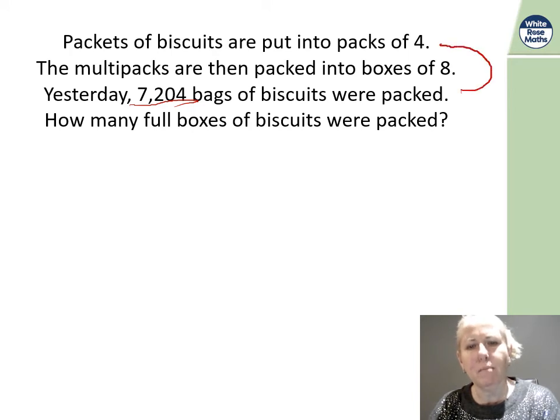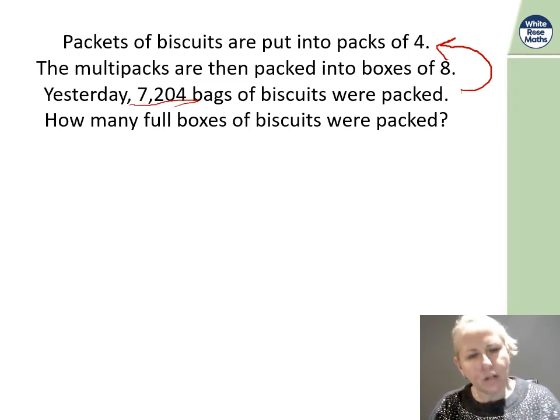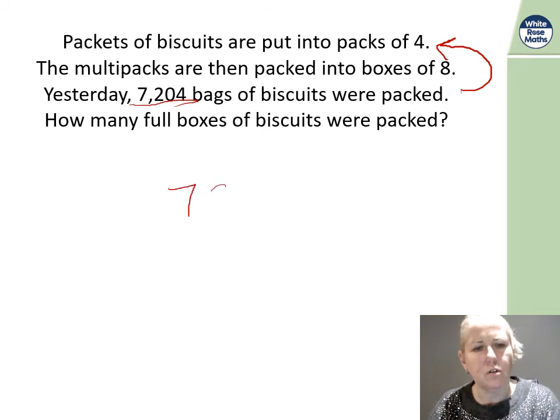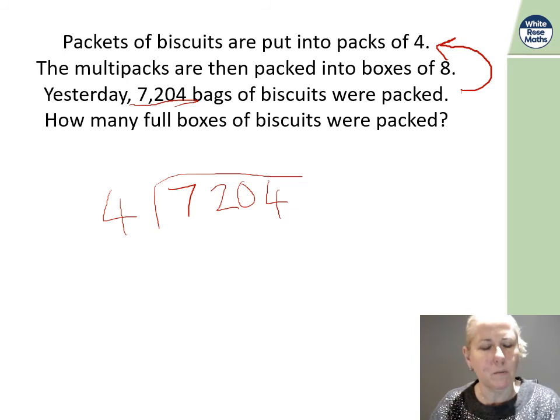Now they're initially packed into packets of 4. So let's divide this number by 4 and put all of our single packets of biscuits into a little multi-pack of 4. So let's do that first of all. So 7,204, and we're putting them into multi-packs of 4. Let's see how many multi-packs we end up with.